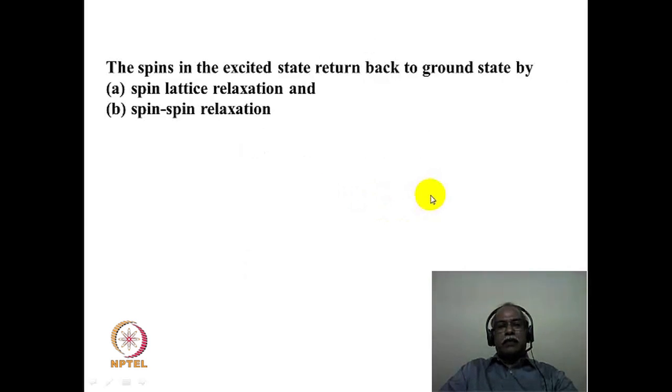Now, once the spins reach the excited state, they will have to come back to the ground state to attain the equilibrium population. This is essentially happening by two mechanisms. One is the spin-lattice relaxation, where the excess energy is actually transferred out to the medium and the surroundings, which is the lattice in this particular case. Or it can also transfer the excess energy to another spin, which is known as the spin-spin relaxation. Essentially, these are the two mechanistic features by which an excited spin state can come back to the ground state in the case of NMR spectroscopy.